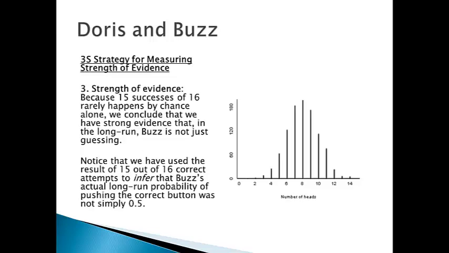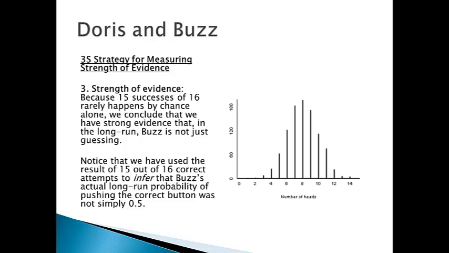To assess the strength of evidence, we take those many, many repetitions of the chance model. In this case, the dot plot you see here is 1,000 different sets of 16 button pushes. Each time, Buzz is merely guessing which lever is correct. And what we see is that out of all of these simulations, in fact, none of the time did we get a number as big as 15.